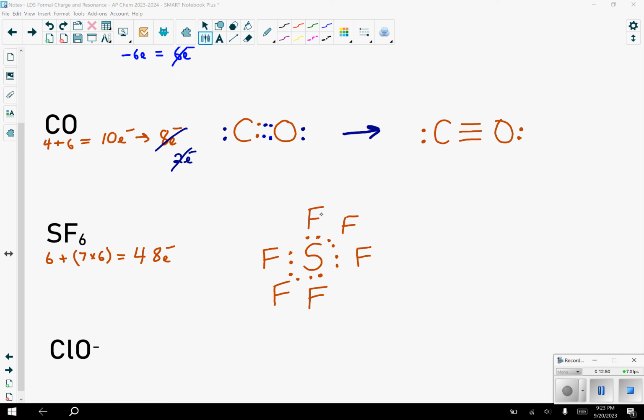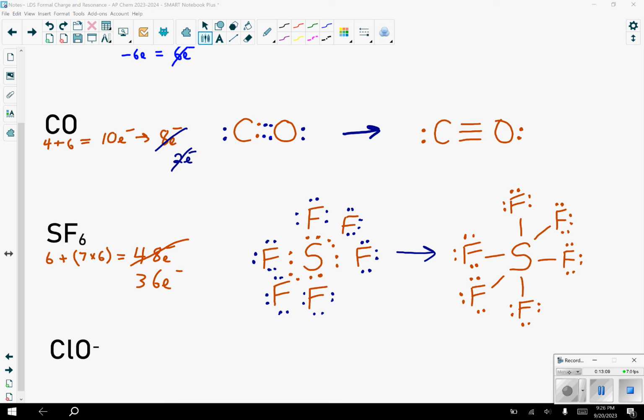So I've done step 1 and 2, placed sulfur in the middle, made a single bond between all of the fluorines and the sulfur, and that has used 12 electrons, and so I still have 36 electrons to place. All right, in blue, I've placed the 36 electrons on those fluorines, 6 electrons per fluorine. Sulfur has more than an octet. Each fluorine has an octet, and I've run out of electrons, and so I'm basically done.